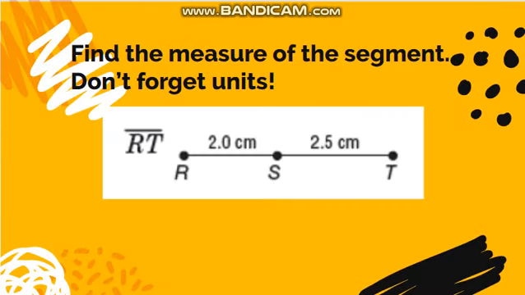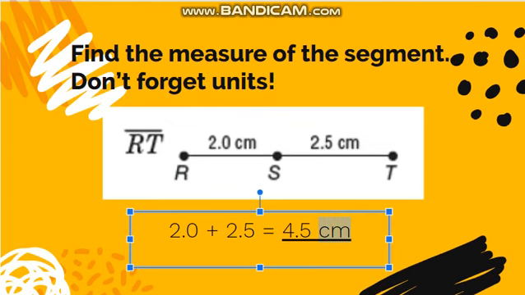Okay, so looking right below that, we're going to find the measure of each line segment. So right now they want us to find RT. RT is made up of smaller segments, RS and ST. So the way that we're going to find RT is we're going to add those lengths together. 2 plus 2.5 gives us 4.5 centimeters. Don't forget your units. 4.5 centimeters.